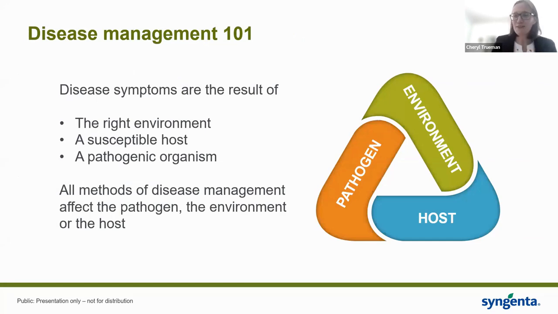So if we go back to basics, when I taught plant pathology, we talked about the disease triangle all the time. This is titled Disease Management 101 because it really is a fundamental concept in plant pathology and managing diseases. In order to have a disease, you've got to have three things: the right environmental conditions, a susceptible host, and a pathogenic organism. So when we're thinking about disease management, whether it's fungicides or other tools, any method affects that disease triangle, and how disease is produced.